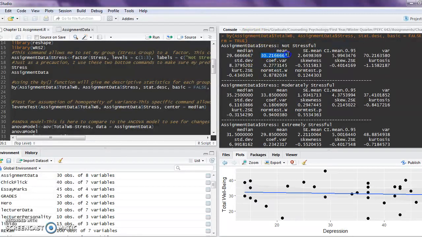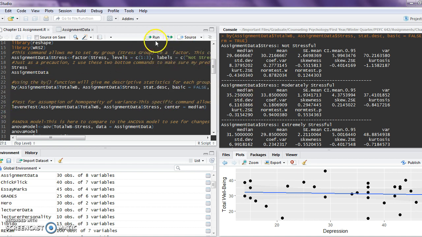So looking at the means for our not stressful group, it's 30.2. For moderately stressful, it's 33.8, or 33.9 if you want to round. And for extremely stressful, you get 29.9 if you want to round, but 29.8. So just eyeballing it, you see that they're not really different from one another. That's a little bit concerning, but we're still going to run through the analysis and let R confirm what it is.